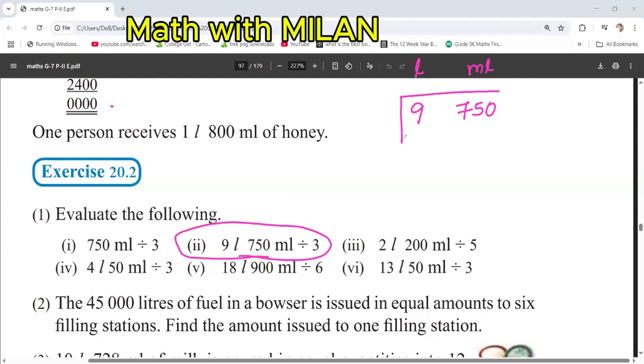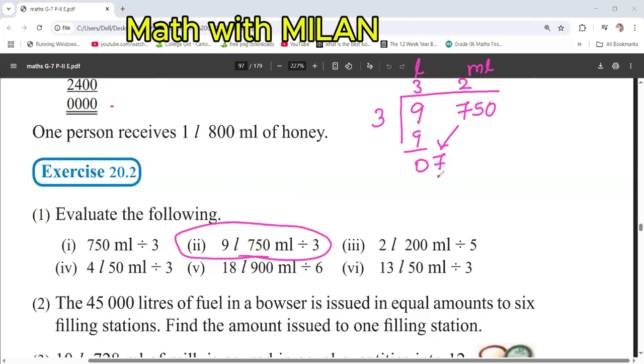So you divide by 3. And how many 3's for 9? That is 3. 3 into 3 is 9. And the remainder is 0. You take this 7. The moment you touch the milliliter section, you have to write the answer in the milliliter section, right? So for 7, you have 2 3's.